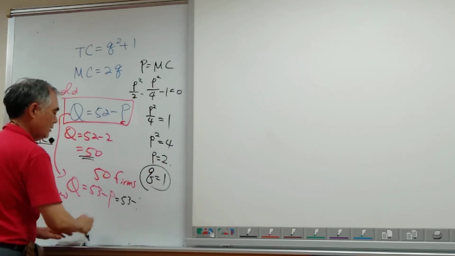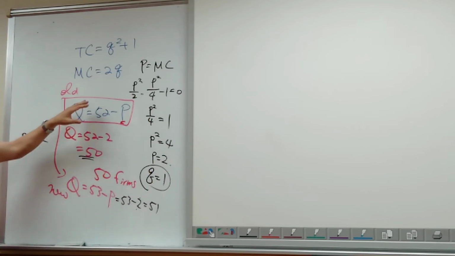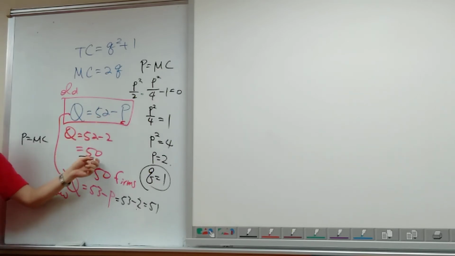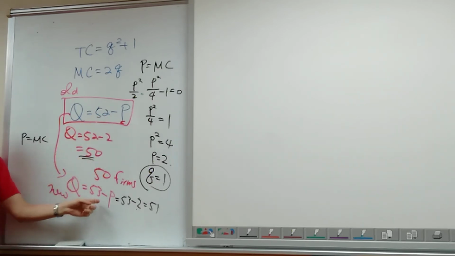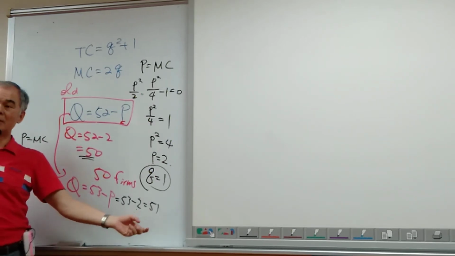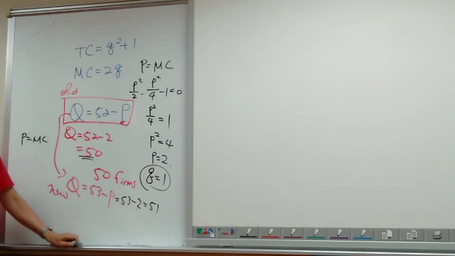Minus 2, and you have 51. So when Q is equal to 52 minus P, you have 50 firms, right? And now when it is 53 minus P, how many firms do you have? You have 51. Okay, a new company joins in due to the increase in demand. And if you really want to calculate the profit, I think it's going to be a problem, right?